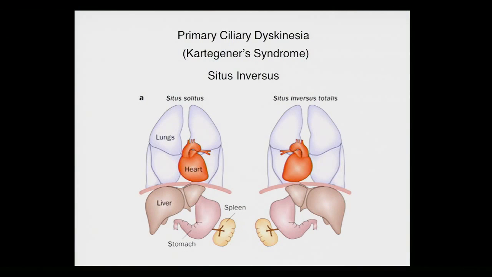Your spleen's on your left side, and your liver's on your right side. Your heart, the inflow and outflow tracts are oriented in a certain relationship to that left-right axis. And half the people who have primary ciliary dyskinesia or immotile cilia have this axis completely reversed 180 degrees.